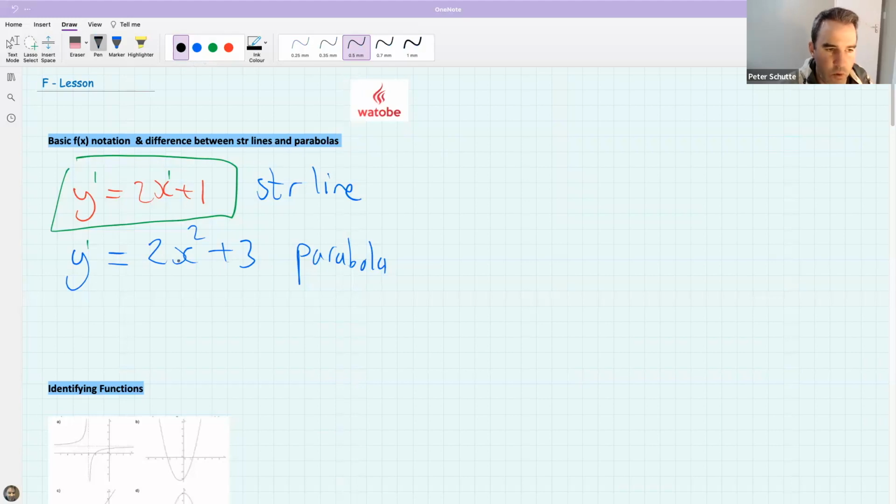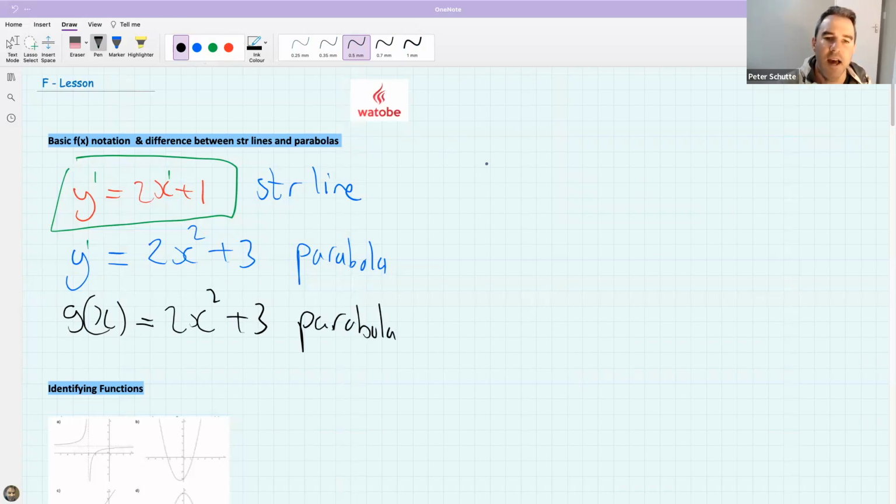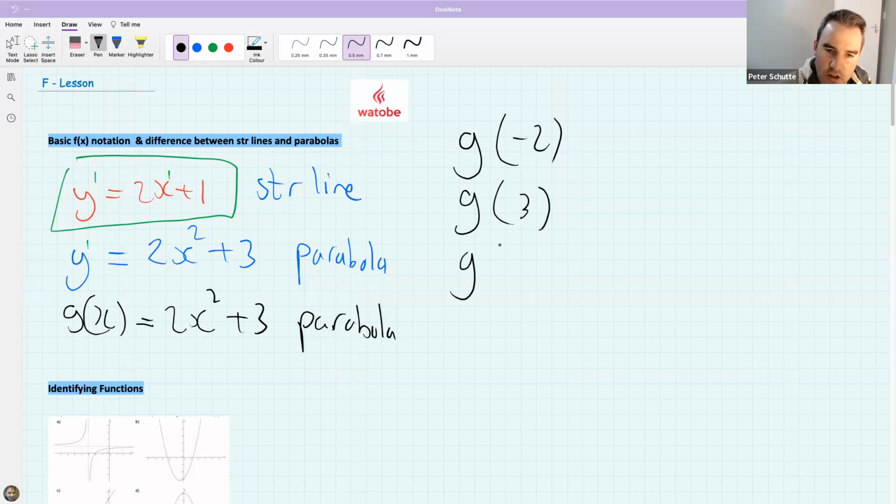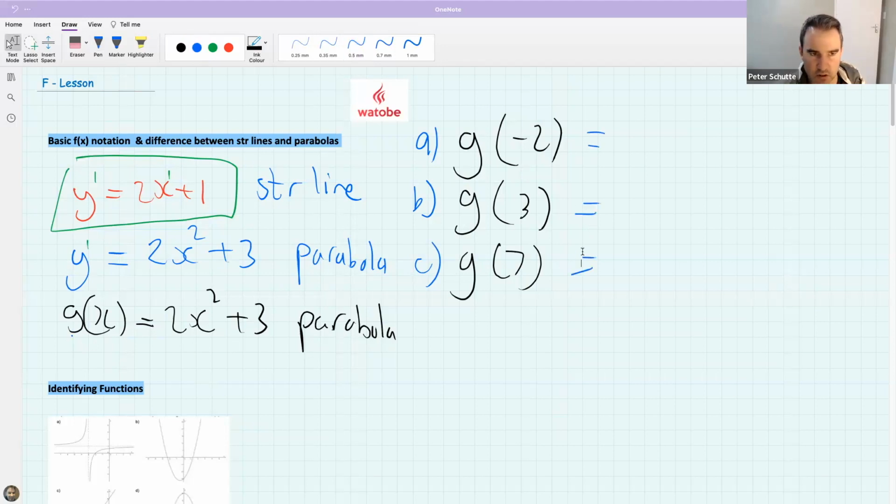Now, I want to try out this idea again. If, instead of calling this y equals 2x squared plus 3, I call it g of x equals 2x squared plus 3, that is still a parabola, which is all good. I want to know what the g of minus 2 is, the g of 3, and the g of 7 is. We'll call them A, B, C again. So using this function that I've given you, called the parabola, can you apply the f of x or g of x notation?